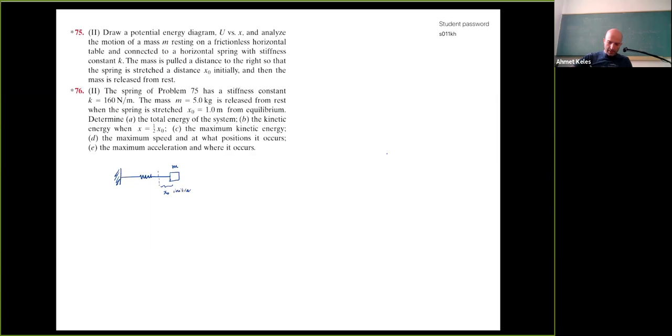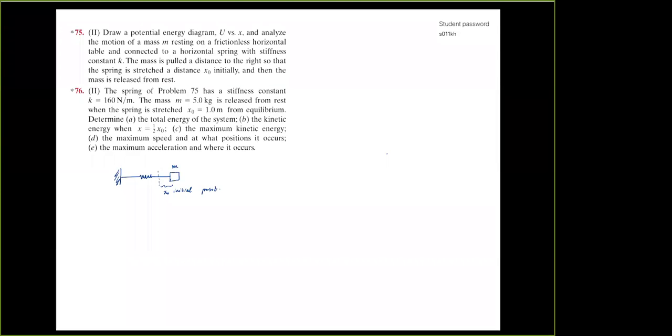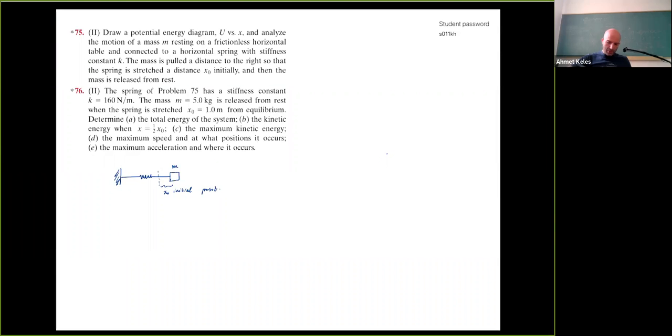It will stretch. How do I spell stretch? I guess something like that. Okay. Initial position. Okay. So we need to draw U versus X.